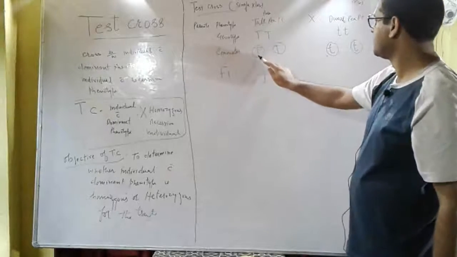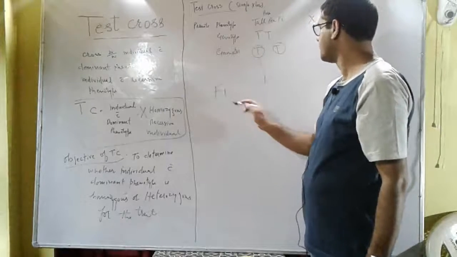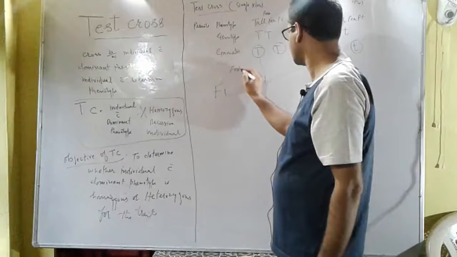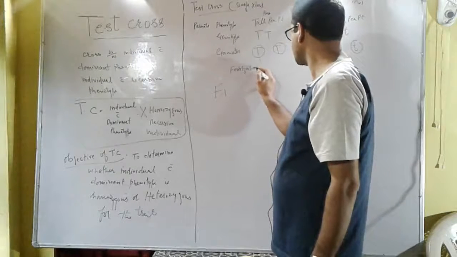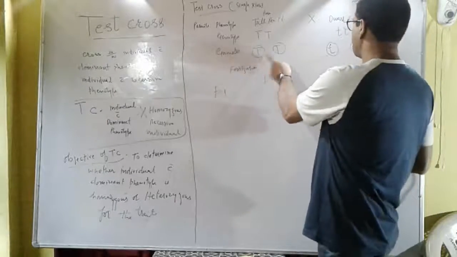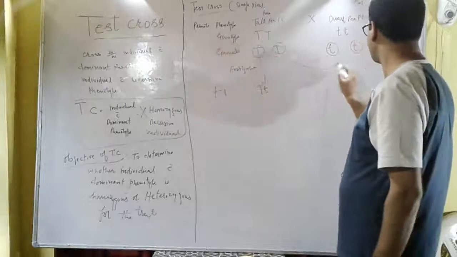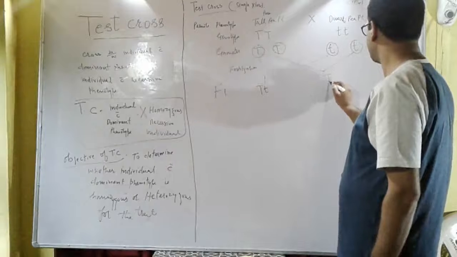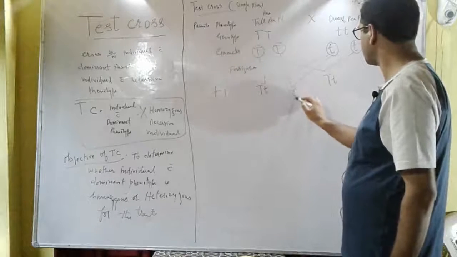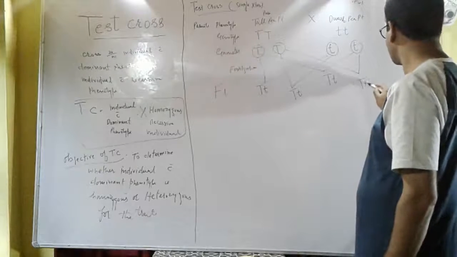We will get this gamete fusing with this gamete. That is what we call random fertilization. Then we have fertilization of gametes. When there is fertilization of gametes, we get the F1 generation. So this is the F1 generation. This is capital T small t, capital T small t. Then this one and this one, capital T small t, capital T small t, capital T small t.